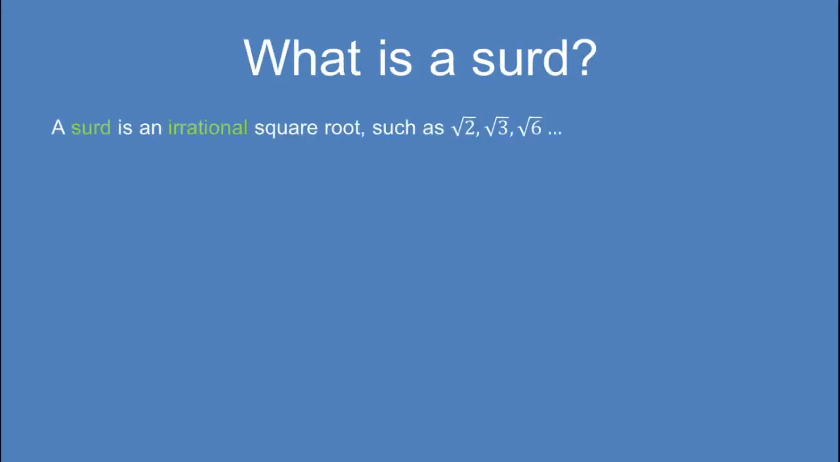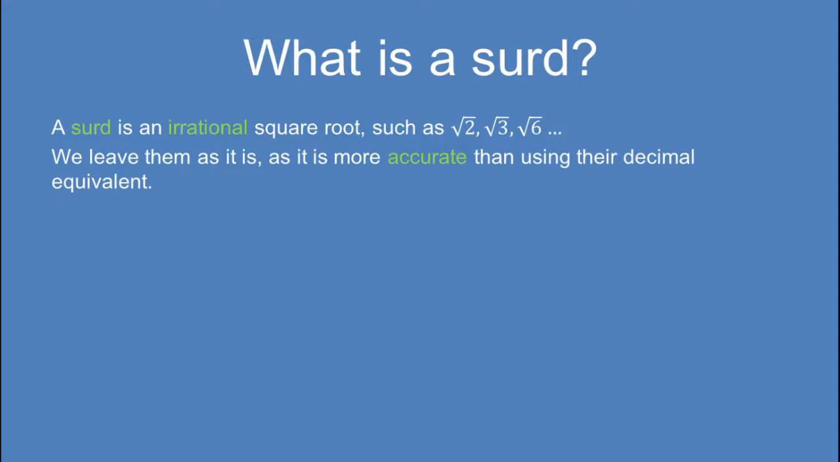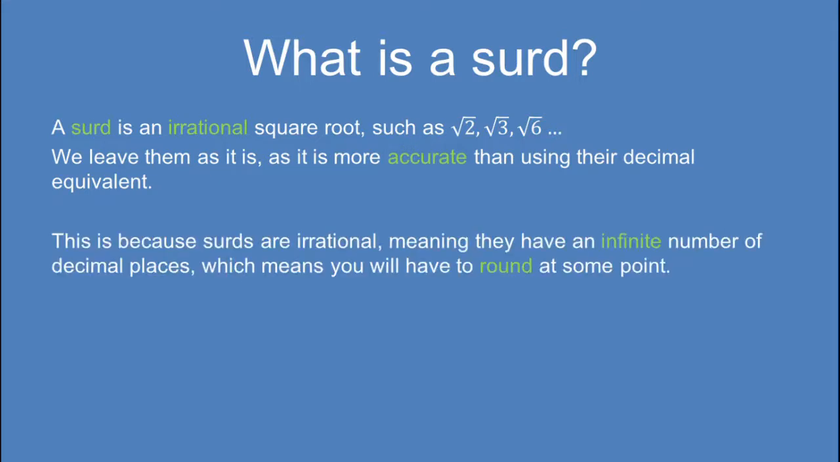A surd is an irrational square root such as the square roots of 2, 3 and 6. We leave them as they are, as they are more accurate than using their decimal equivalent. This is because surds are irrational, meaning they have an infinite number of decimal places, which means you will have to round at some point. An example is the square root of 2, which starts off as 1.141, and so on.